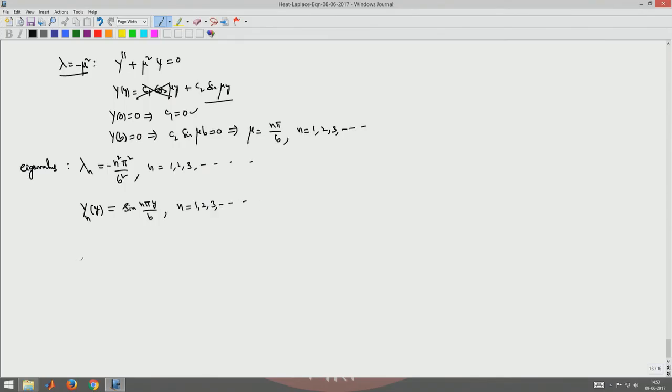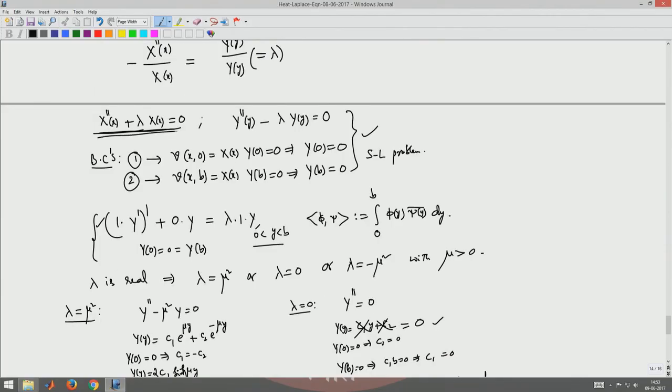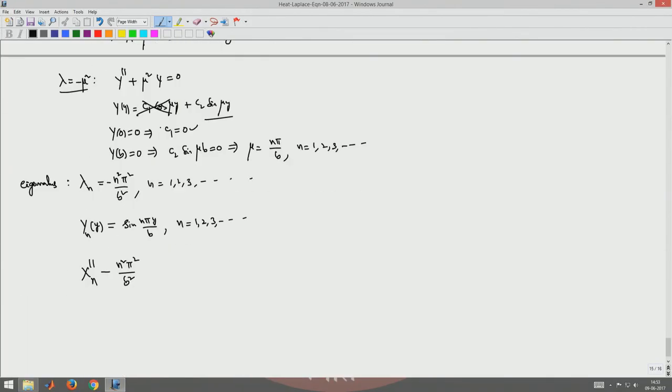So these are eigenfunctions. Now, we consider x double dash plus lambda x. So you have a minus n square pi square by b square. Because they are depending on n, lambda I am replacing with lambda n. So I am calling this xn double dash plus lambda n xn of x. So this is what you have. So x double dash plus lambda is this, it becomes minus. So you have xn of x for this function, this is equal to 0.